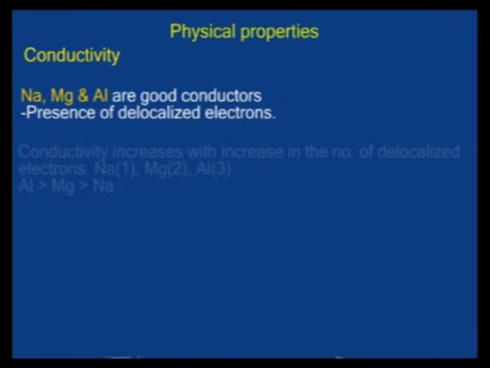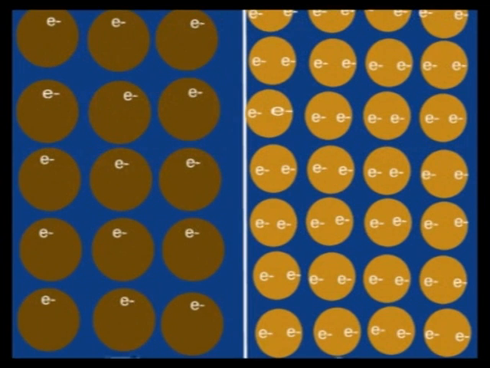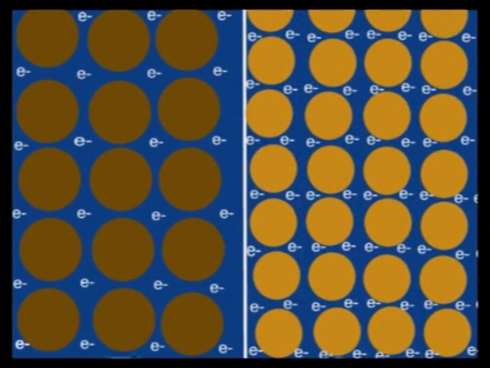This conductivity increases with increasing number of delocalized electrons. Remember, we indicated that the delocalized electrons in a metallic structure are the electrons in the outermost energy level of individual atoms that these atoms donate into the metallic structure. And therefore, sodium has only 1 electron in the outermost energy level. Magnesium has 2 and aluminum has 3.